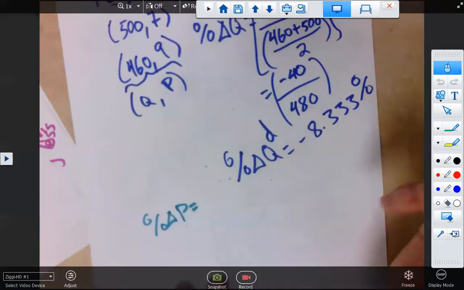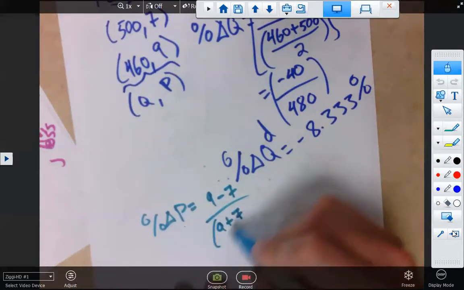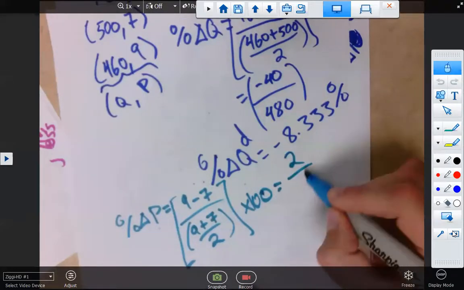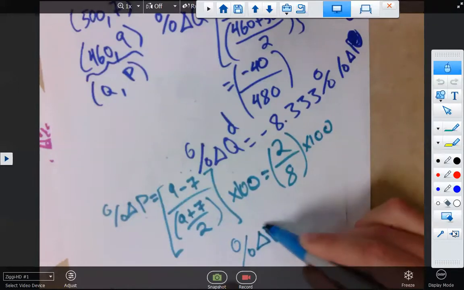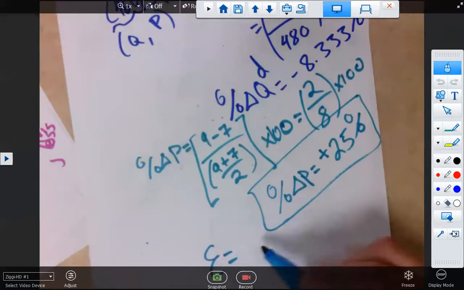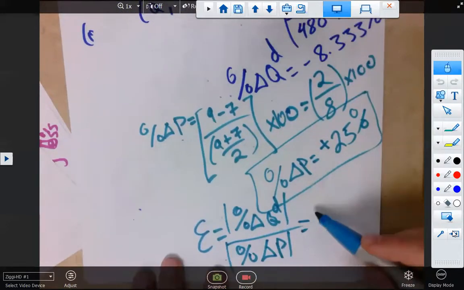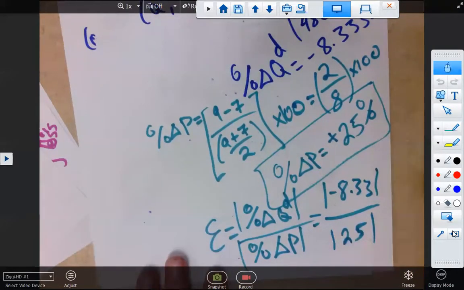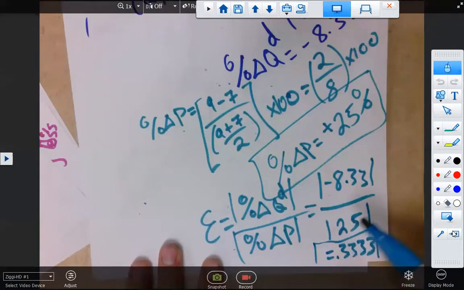Yep. So the percentage change in price is going to be 9 minus 7 over 9 plus 7 over 2 times 100. So we end up with 2 over 8 times 100, which is 1 over 4 or 25%. So the percent change in price is positive 25% flat. Sweet. Got to put them together, right? So my elasticity is my change in the quantity demanded, absolute value, over my change in the price, absolute value. And so we end up with absolute value of negative 8.33 repeating over absolute value of 25. That ends up being 0.333 repeating. And since this is less than 1, that means that it is inelastic.